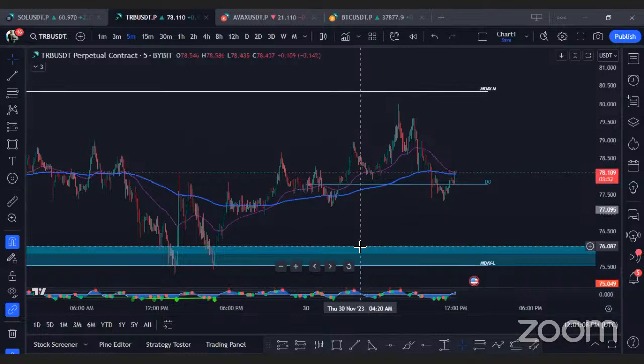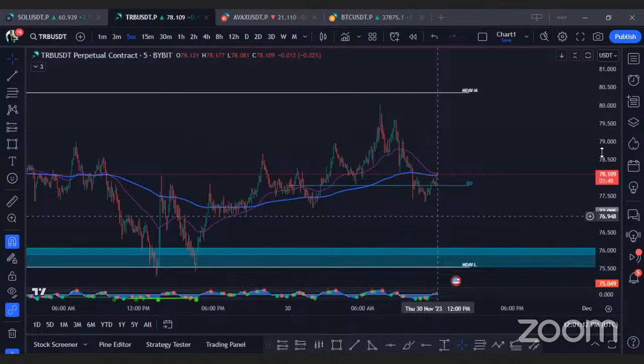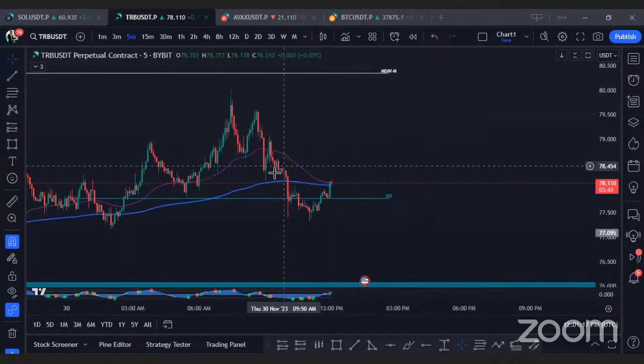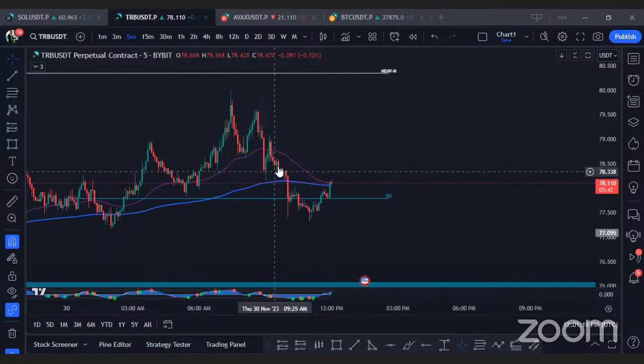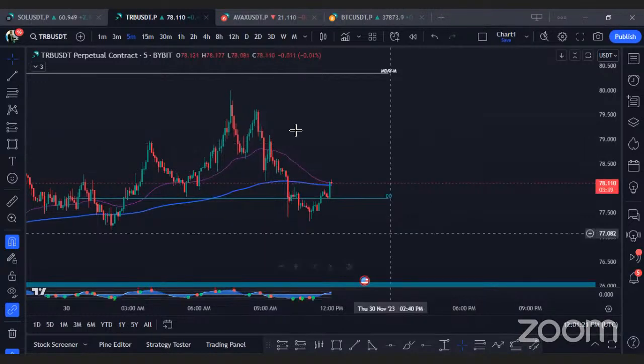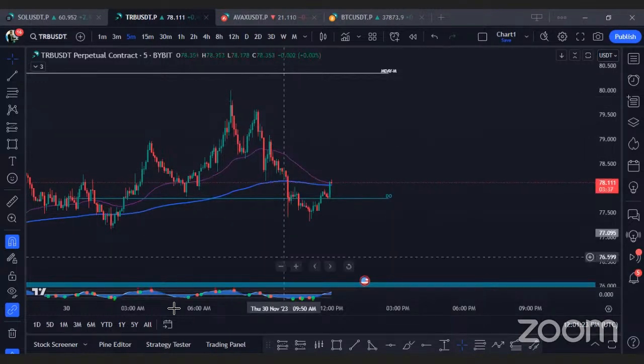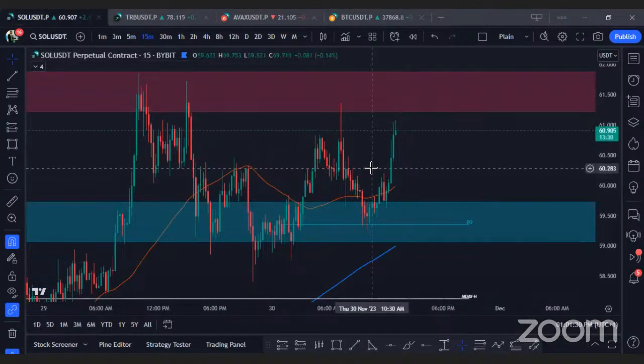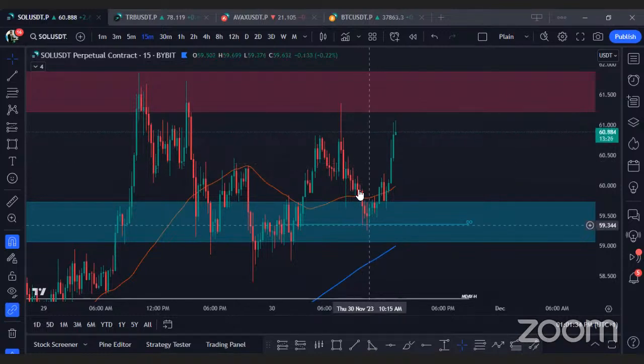I entered at 77. So for TRB, yes, you should be in profit already. Okay, I'm in profit. My average price is around 78 point something. So once we get to 79, I'll close. Okay. So Solana, thank you so much. If you are still holding on to Solana, just move stop loss to maybe around 60.2 or 60.3.